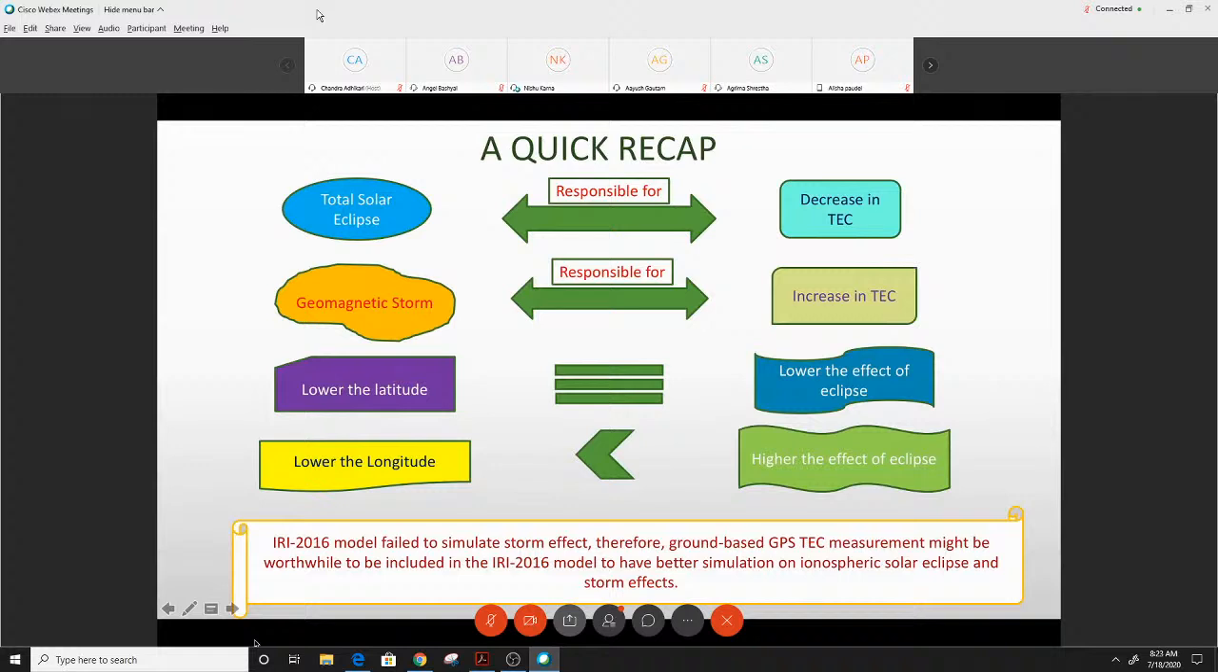The final slide shows the quick recap of the whole presentation, and finally you can say the IRI 2016 model failed to simulate the storm effect. Therefore, ground-based GPS TEC measurement might be worthwhile to be included in the IRI 2016 model to have a better simulation of the ionospheric solar eclipse and storm effect. Thank you.